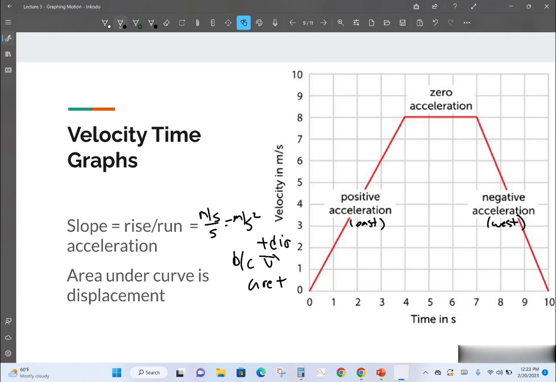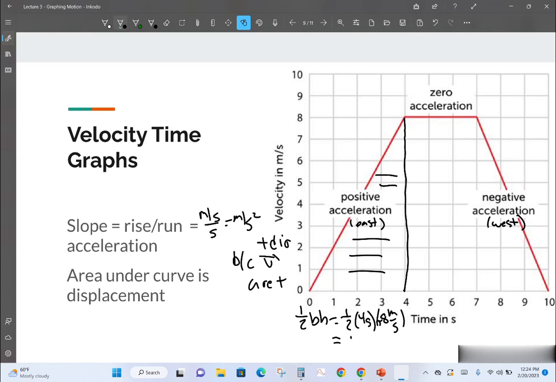The other thing is that the area under the curve is displacement. If I want to know how far I've gone in the first 4 seconds, I literally block this into a shape, and that area is 1/2 the base times the height of that triangle, which is 1/2 the base, which is 4 seconds, times the height, which is 8 meters per second. So 1/2 times 4 times 8 is positive 16 meters is your displacement.